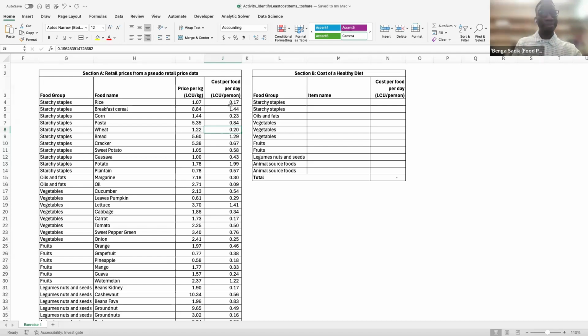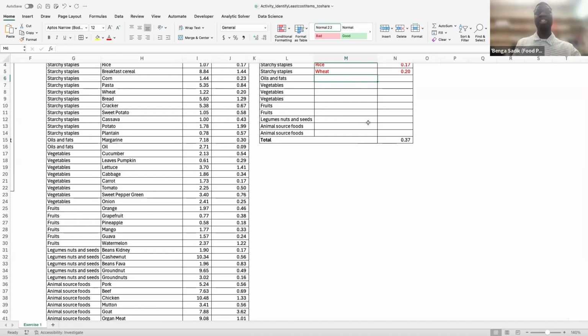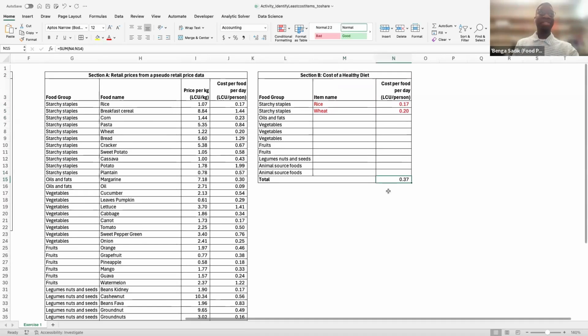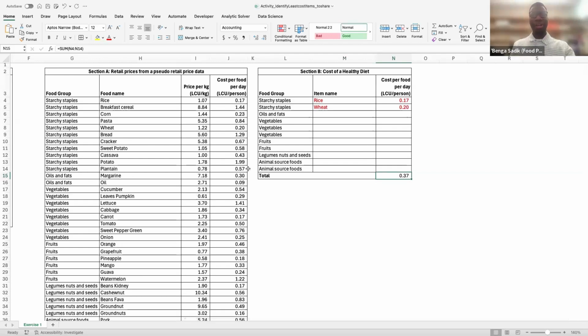So in this case, I think rice seems to be the least expensive starchy staple. So that'll be rice, 0.17. And then the next least expensive seems to be wheat at 0.20. And then we go on for oil and fats, vegetables, fruits, and at the end we calculate the final cost of healthy diet for this market at this location.